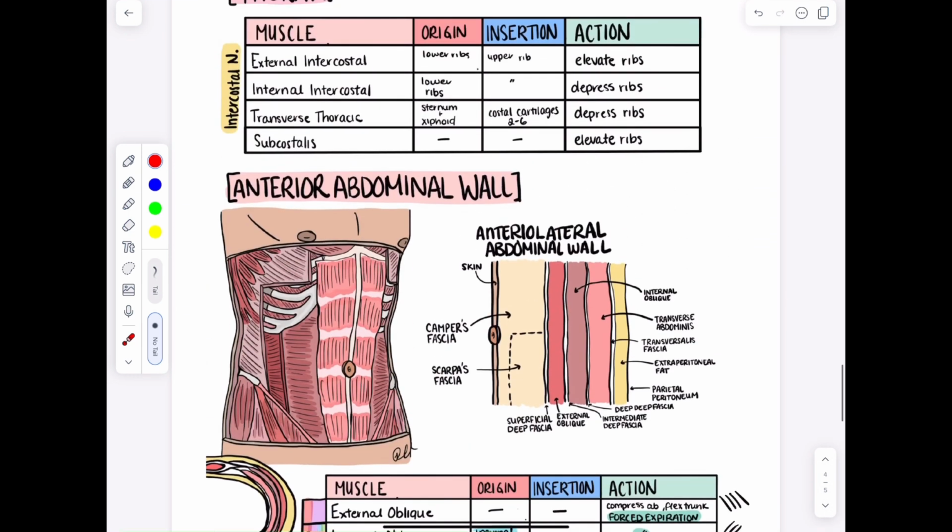Those are the main muscles that we're going to be covering in lab. I know there are a lot. You guys got this. Just practice, focus on the ones that I highlight, and you guys will definitely succeed. I will see you in lab.